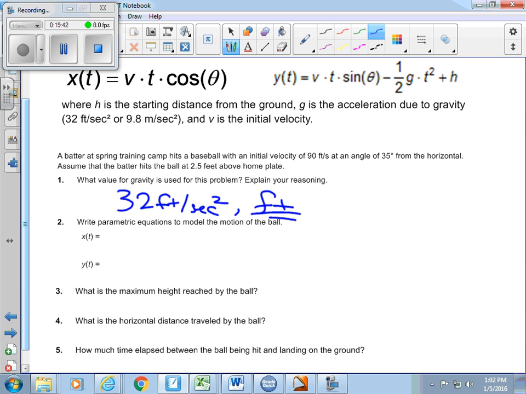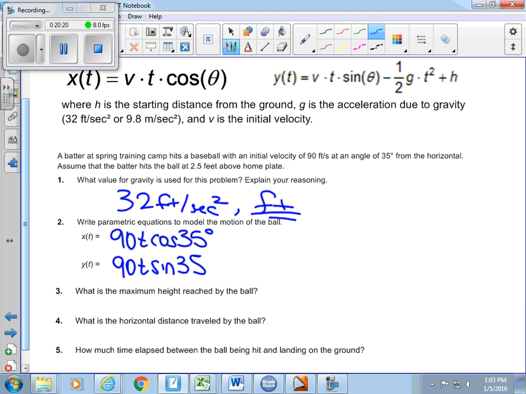Write a set of parametric equations to model the motion of the ball. So I'm just going to use that information. The initial velocity, which is 90, times t, cosine of 35 degrees. So that will give us the horizontal component of the ball. The vertical component of the ball would be 90t sine of 35.